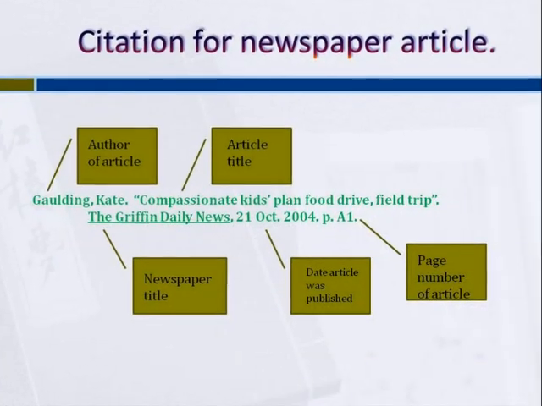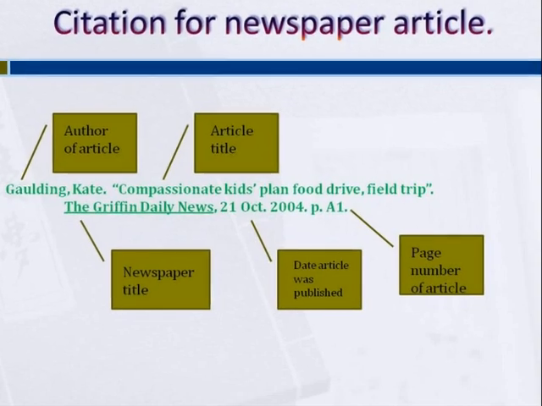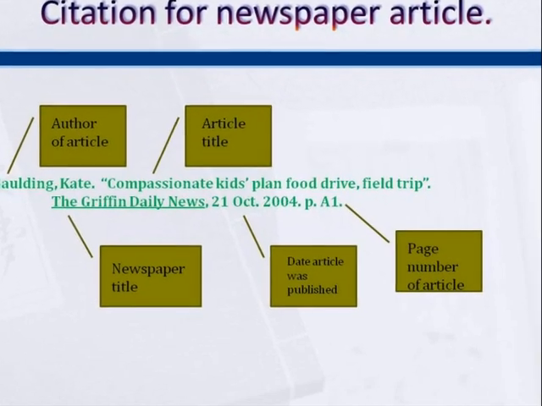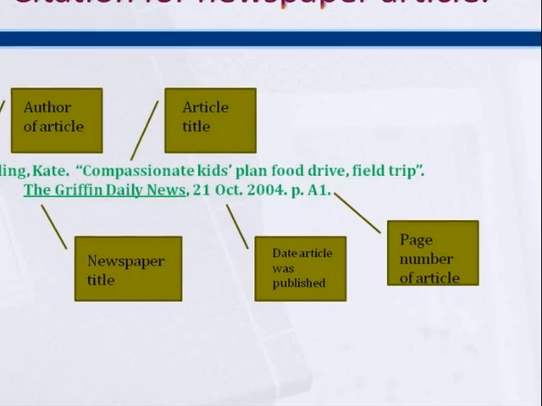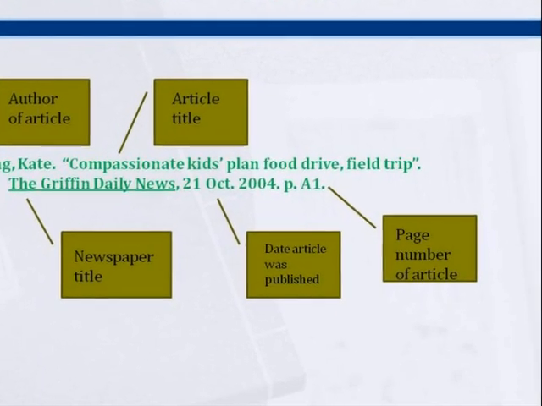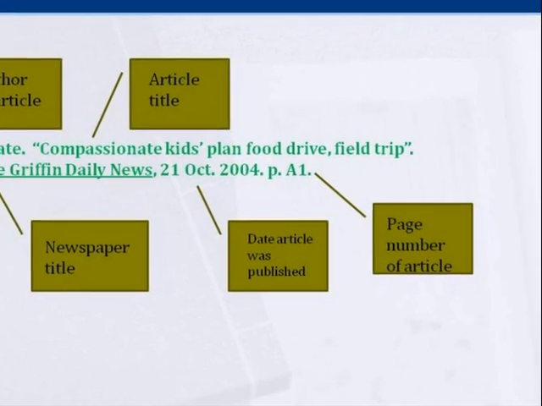Okay, so here we have a final citation for the newspaper article. You'll notice I have the author of the article, last name, comma, first name, the article title in quotation marks, the newspaper title underlined, the date the article is published, and the page number of the article.